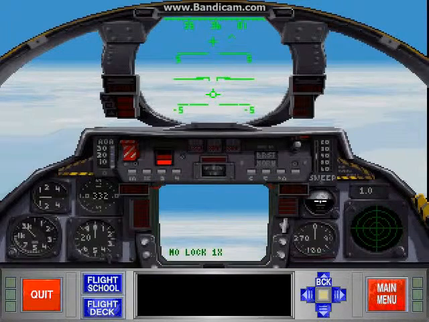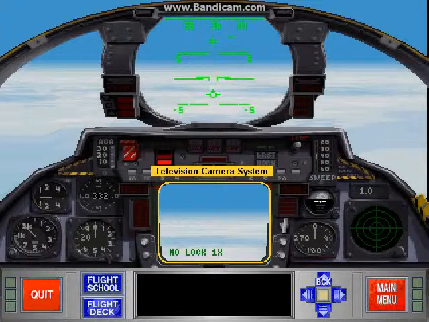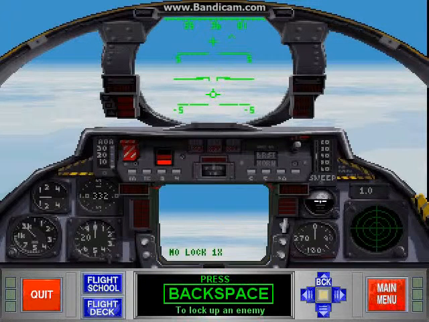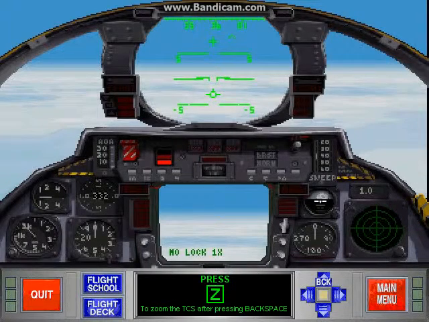Television camera system selected. The television camera system gives you a picture of a locked target. The camera may be zoomed by pressing the Z key and unzoomed by pressing the X key.